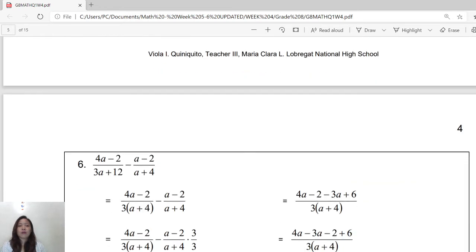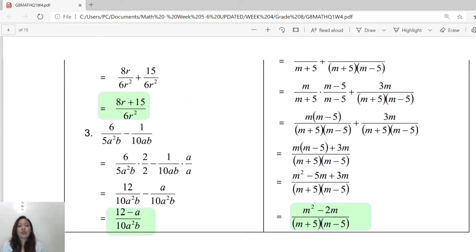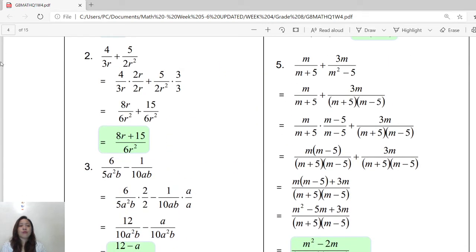Then number 2. On number 2, we have 3r and 2r squared. Our LCD, as we found earlier, is 6r squared. Since we already have 3r here, what do you need to make it 6r squared? You need one more r and 2. So we have 2r. 2r times 3r is 6r squared. So we need to multiply 2r in here to make it 6r squared.